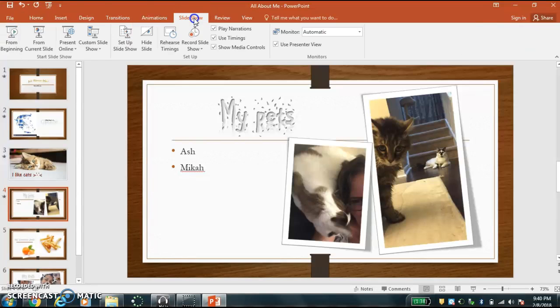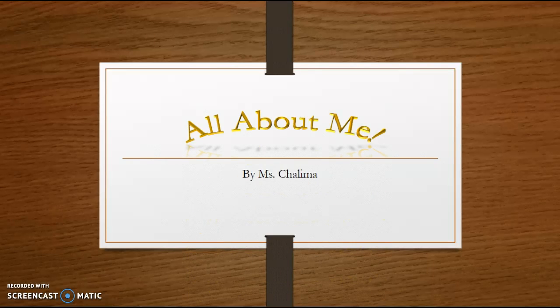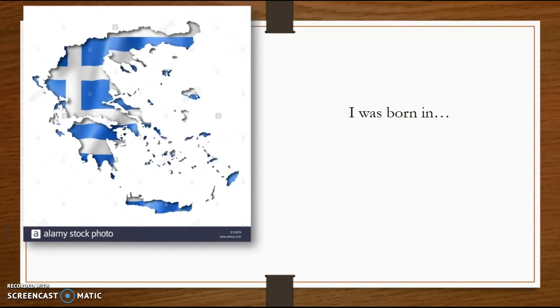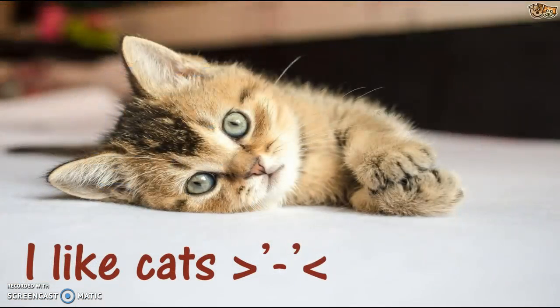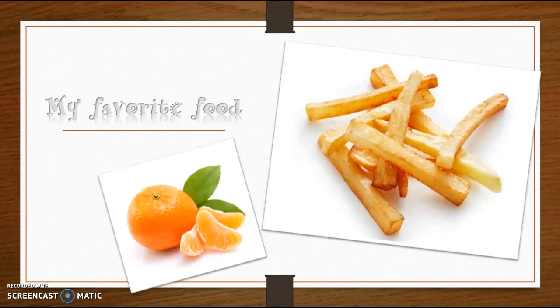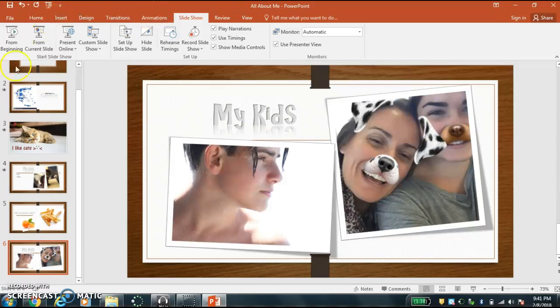So I'm going to go to the slideshow tab, click from beginning, and with my right arrow key, I will see what my presentation looks like now. Okay, here's my picture, and here's my title. There's my next slide, and then the next slide. And this is as far as I went with my presentation.